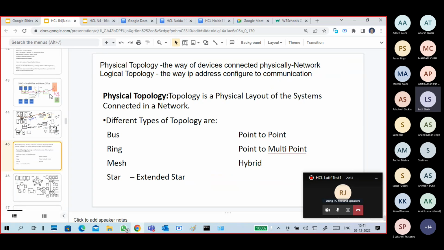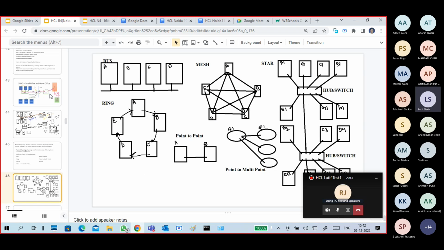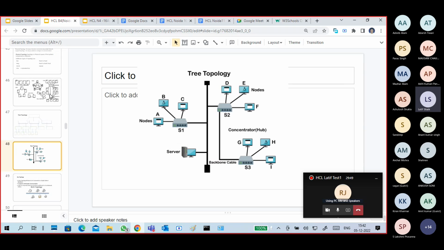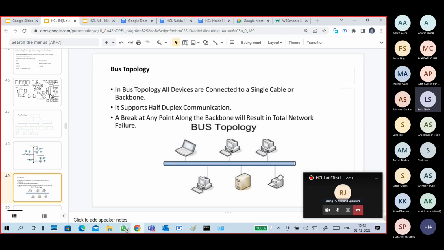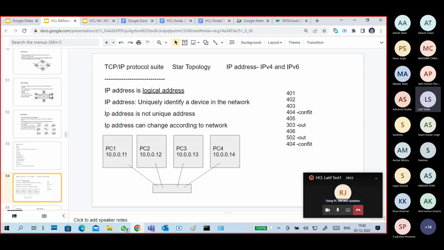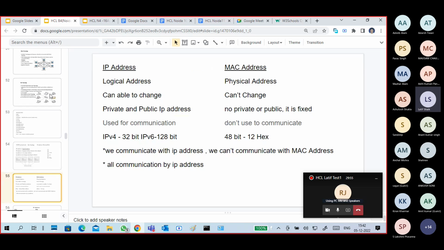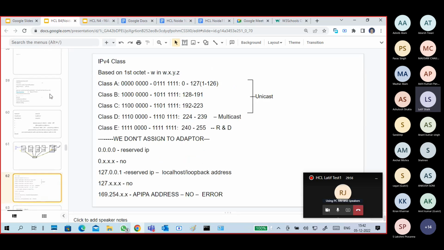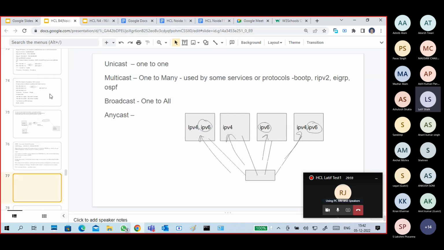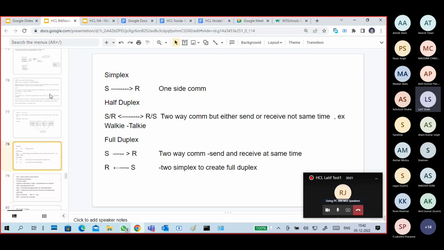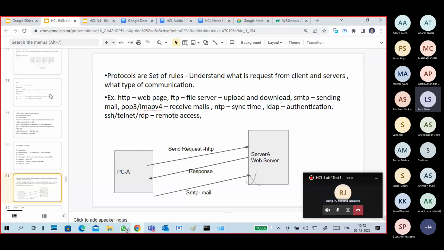Different topologies: bus topology, ring topology, mesh topology, point-to-point topology, point-to-multipoint topologies, extended star topologies, and hybrid topologies also we discussed. I showed what is tree topology, but I didn't give any details. And also we discussed the OSI layers. What is the OSI layer? It is a seven-layer model.